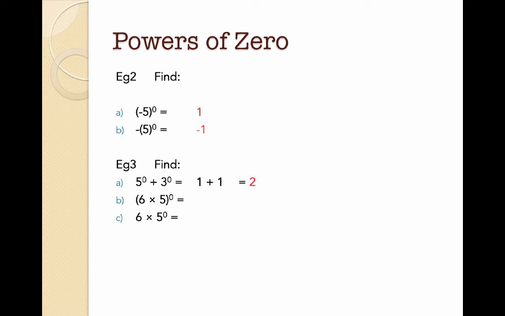For part B, we have a bracket, and we should know that everything inside the bracket needs to be completed first. So 6 times 5 is 30, and then we need to bring that to the power of 0. 30 to the power of 0 is 1. Now for C, 6 times 5 to the power of 0. There is no bracket, so what I'm being asked to do is find what 6 times 5 to the power of 0 is. And 5 to the power of 0 is 1. 6 times 1 is 6. And that's how those 3 questions differ, even though they sort of look similar.